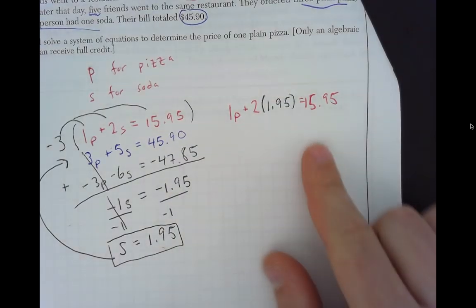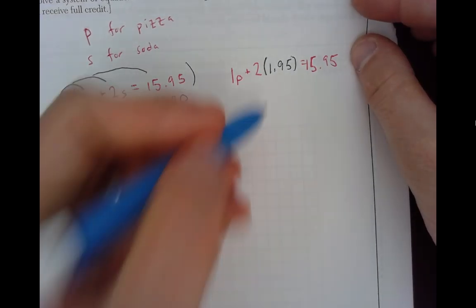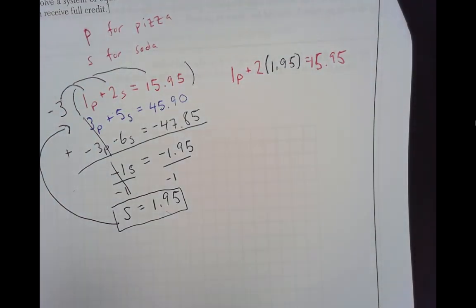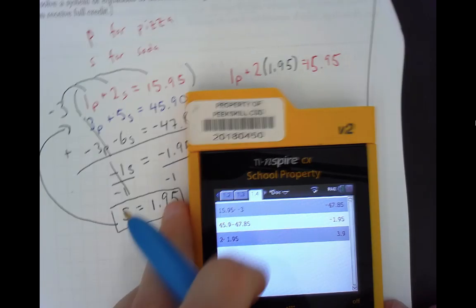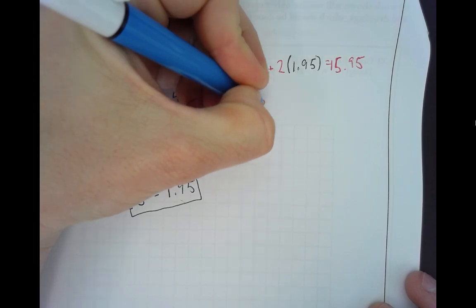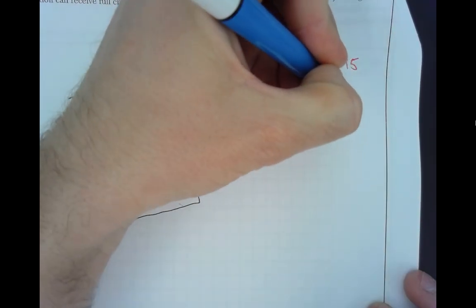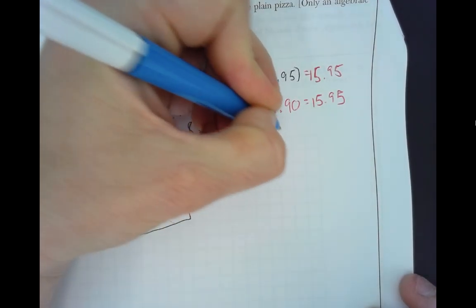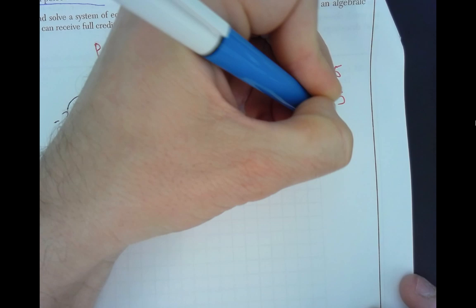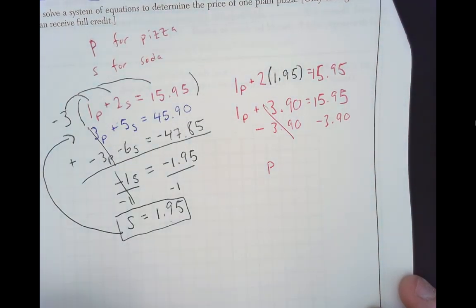And now I just got to do some inverse operations, some basic two-step equations to solve for this. Let's start by doing 2 times $1.95. Let's not play around with decimals. 2 times $1.95 is $3.90. So I've got 1P plus $3.90 equals 15.95. To solve and get P by itself, I need to subtract away that 3.9 from both sides. Those cancel. And I'm left with 1P. Well, 1P is really just P, right? And 15.95 minus 3.90.